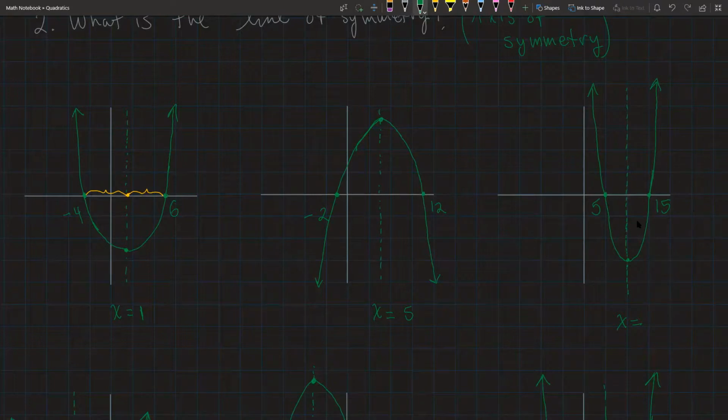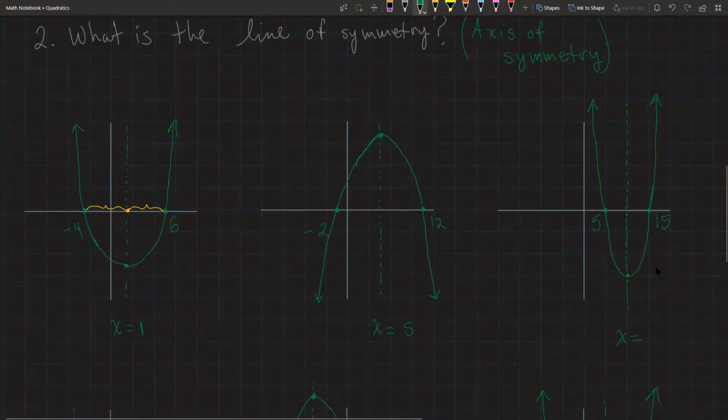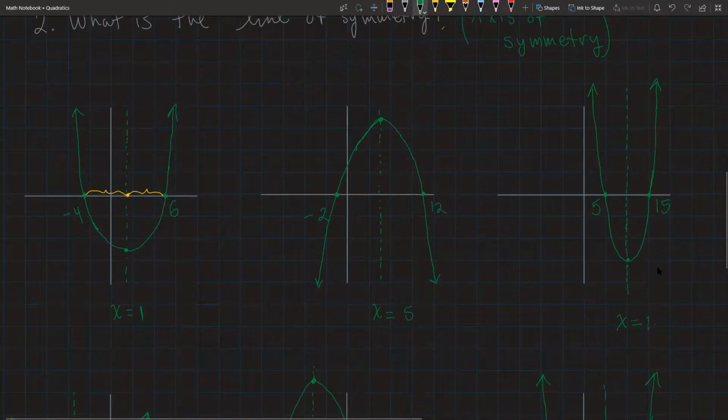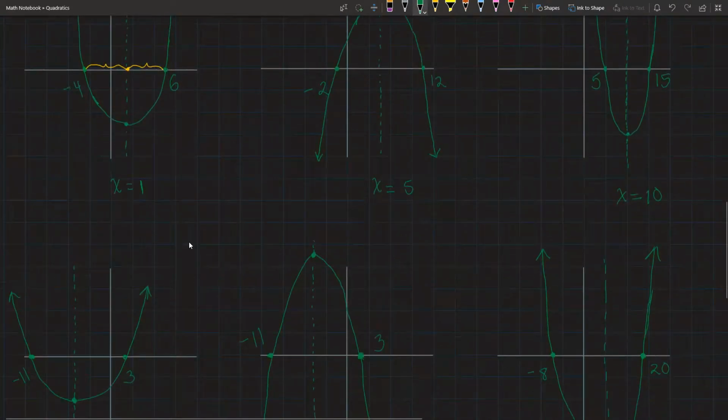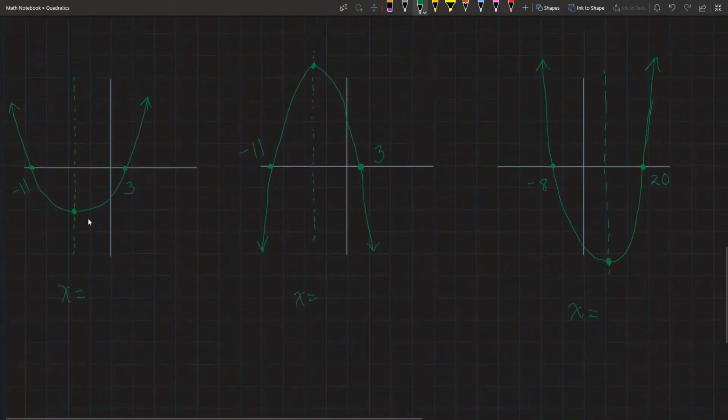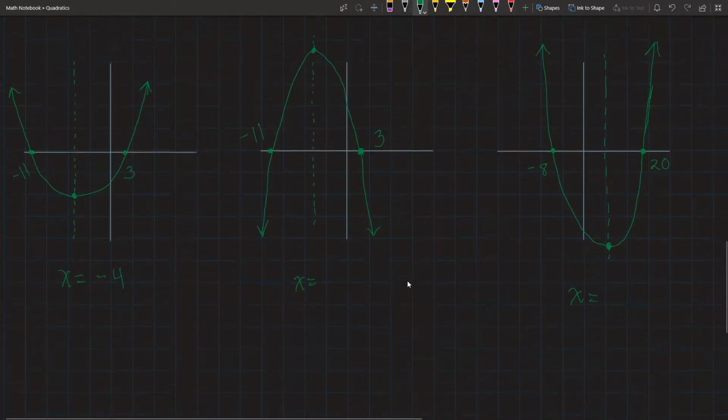What's the average of the next one? 15 plus 5 is 20, so x equals 10. That is the line of symmetry, or the axis of symmetry. What's the next axis of symmetry? Let's take the average of these two. What is it? See if you can get it before I do. It is negative 4. How did we get that? Negative 11 plus 3 is negative 8. Divide that by 2 is negative 4.